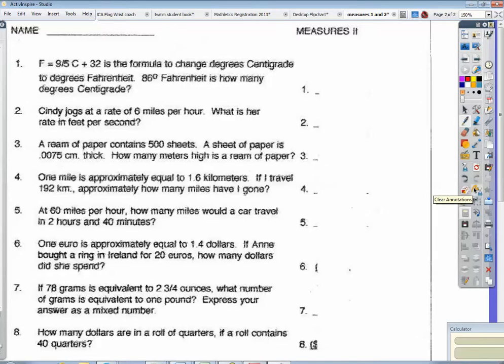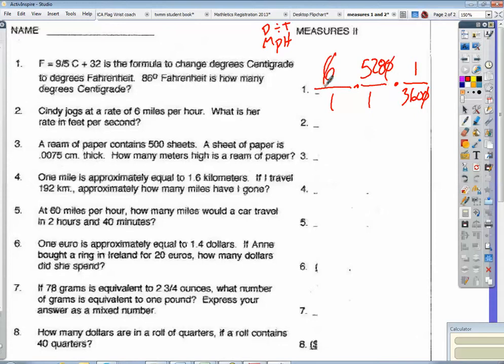Cindy jogs at a rate of 6 miles per hour. What is your rate in feet per second? So 6 miles per hour. So this is the same deal as before. Miles per hour, per means divide. So this is distance divided by time. So this is miles. So we're going to convert this to feet. And that's over 1. And then time is going to be in the denominator. So we have 60 seconds in a minute, 60 minutes in an hour, so that's 3,600 seconds in an hour. So then we go ahead and we reduce.